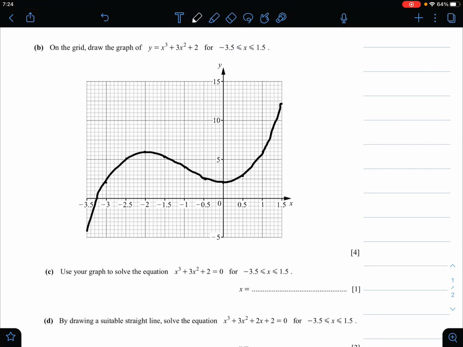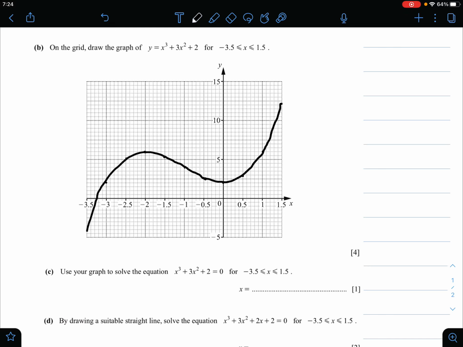For part C, they are asking us to use the graph to solve the equation x cubed plus 3x plus 2 is equal to 0. So they are asking us to find the x coordinate of where the graph intersects the x-axis. As you can see, that is right here. I'll mark it with a circle. So that is right here.